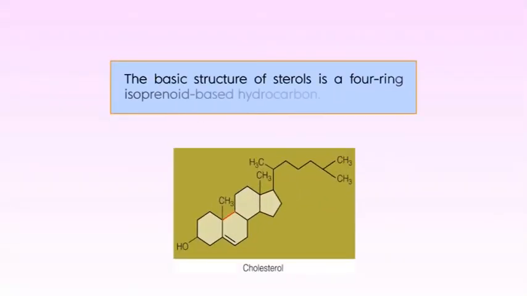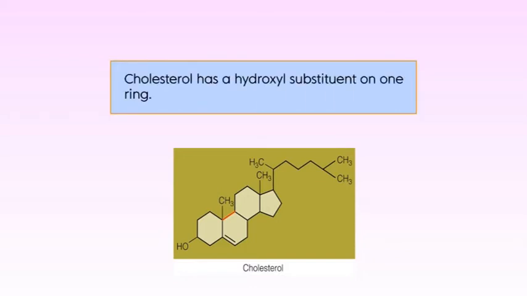Sterols. Cholesterol and its analogues constitute the third important class of membrane lipids, the sterols. The basic structure of sterols is a 4-ringed isoprenoid-based hydrocarbon. Cholesterol has a hydroxyl substituent on one ring. Although it is almost entirely hydrocarbon in its composition, it is amphipathic because its hydroxyl group can interact with water. Because it lacks a phosphate-based head group, it is not a phospholipid.